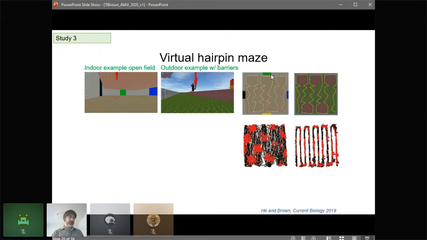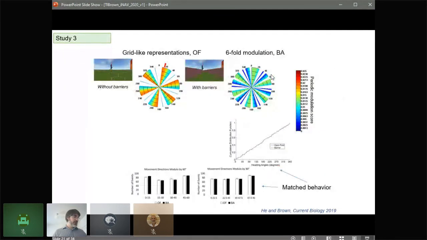experimental conditions. So here we can look at how barriers affect grid-like signals in human entorhinal cortex while factoring out the possibility of behavioral differences between individuals navigating those environments. So in the interest of time, I'll skip right to the data and some of the bullet points.